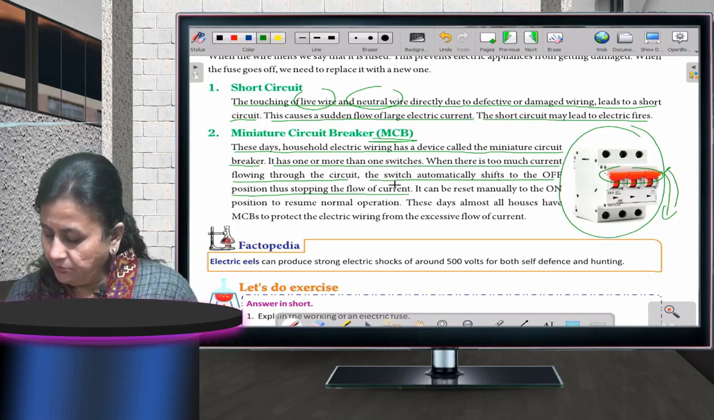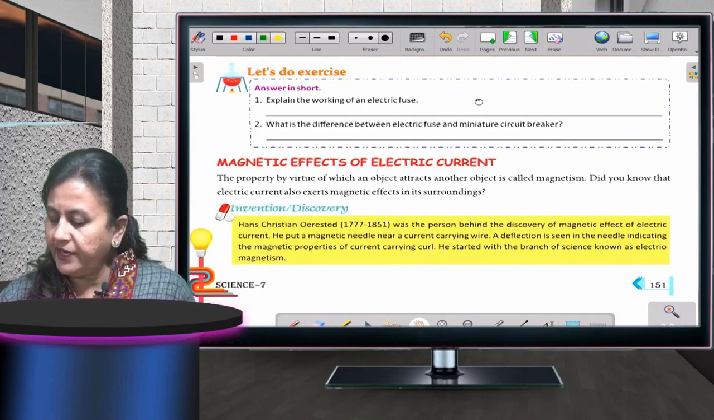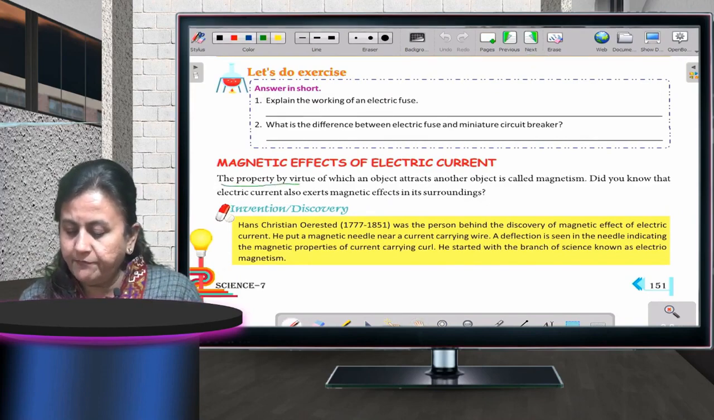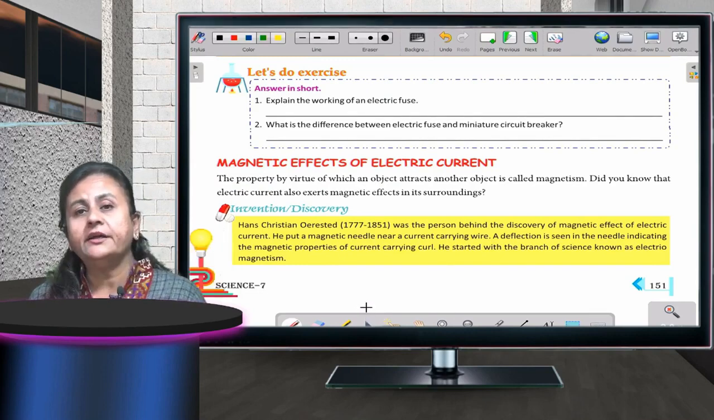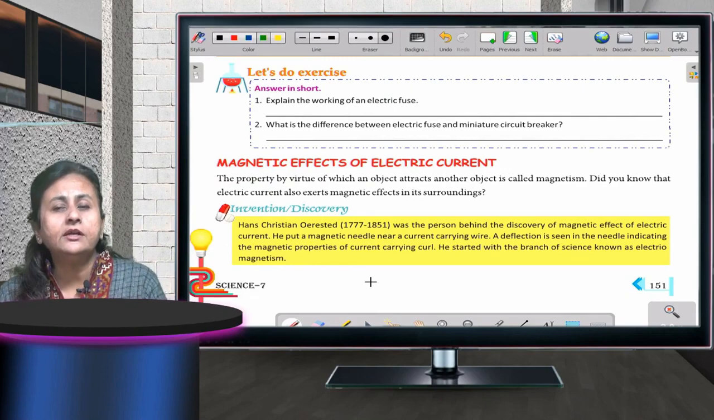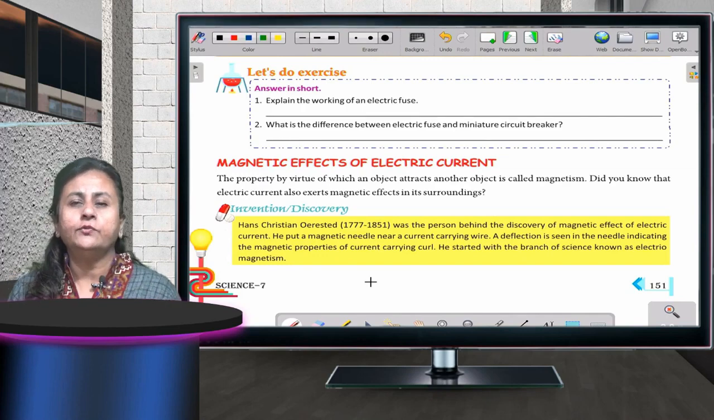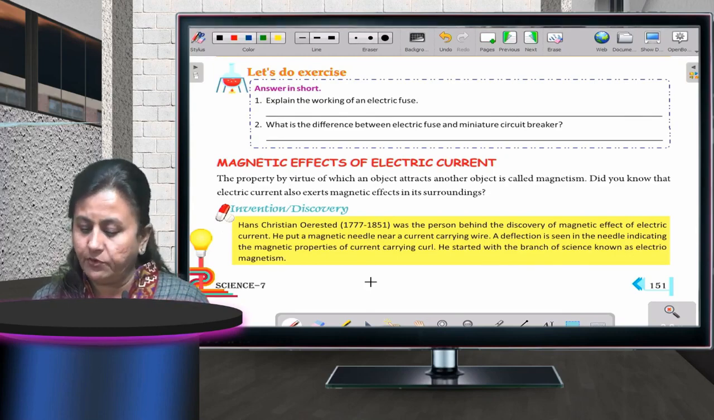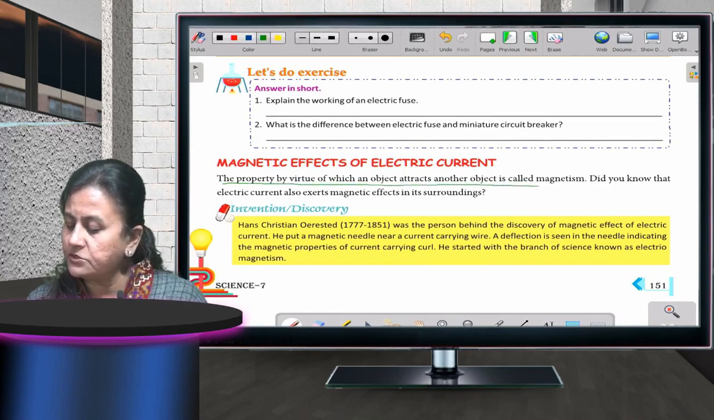Fine. Now, magnetic effect of electric current. Children, what is magnetism? It is the property of any metal to attract everything towards itself. There are some metals, like magnets, which attract all the things made of iron towards themselves. So, the property by virtue of which an object attracts another object is called magnetism.